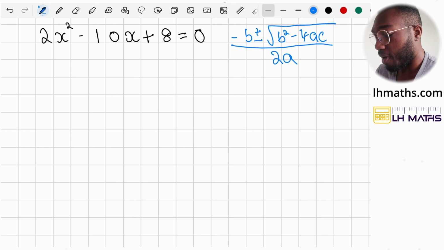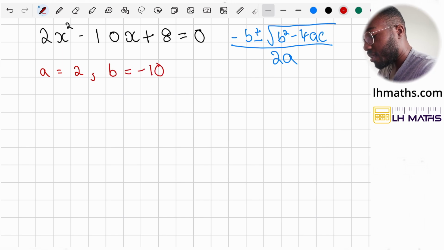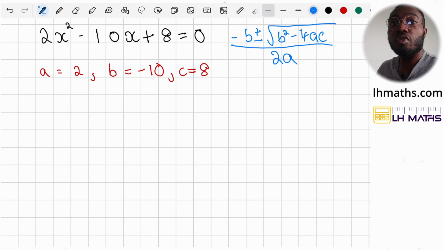So we have 2x squared minus 10x plus 8, and again, we do the same thing. We need to work out what our a, b, and c values are. Looking at our x squared, it's a 2, so our a value is 2. Our b value is minus 10 here. And our c value is 8. Then we just plug all that into our formula.